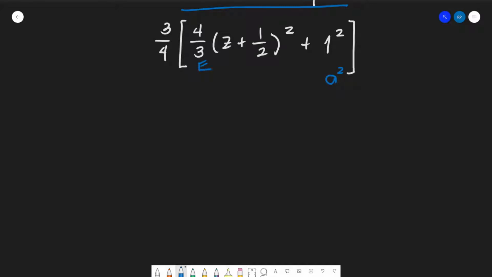Etong buo na to, since nag-factor out tayo, this should be considered as u squared. But is this a perfect square? Diba? Itong second natin, yung second quantity natin, yes, this is already a perfect square. But yung first quantity natin in the name of 4/3 is not yet a perfect square. So, kailangan natin hanapin yung equivalent na perfect square nito. Paano? Kunin lang natin yung square root.